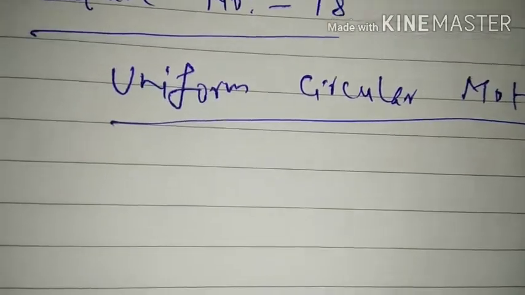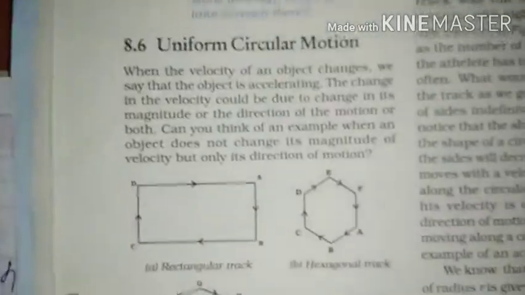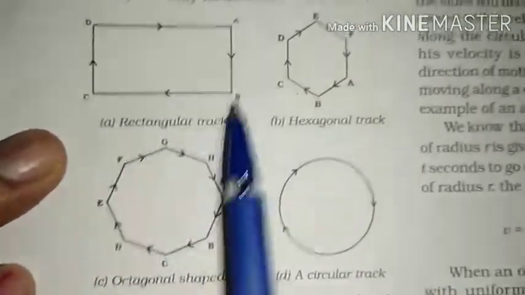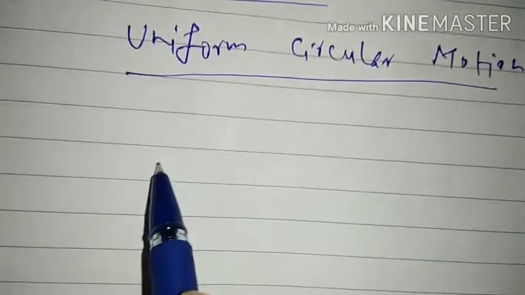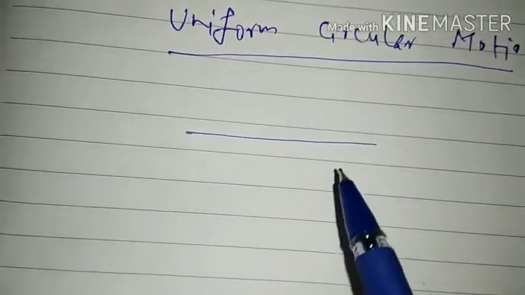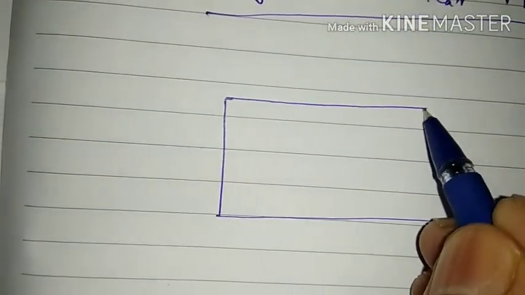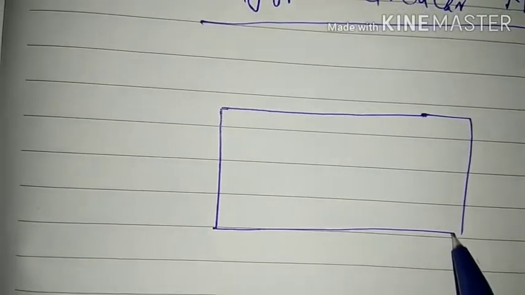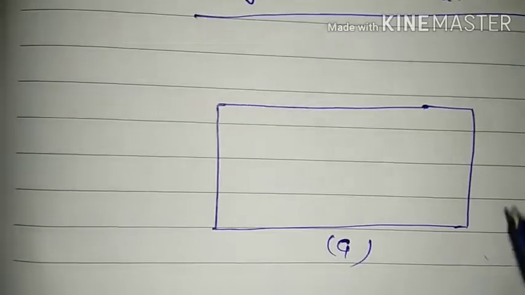See, dear students, on this page, what is given? There are different tracks, and what is the theme here? I am explaining one by one. In the first figure A, there is a rectangular track. Suppose there is any rectangular track. Figure A of your NCERT, page 110.